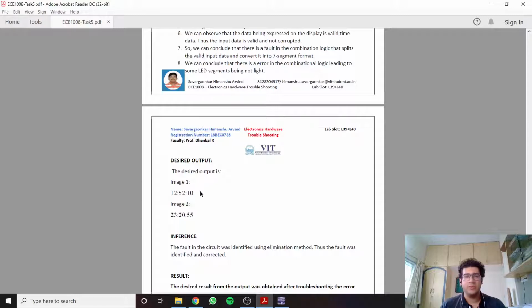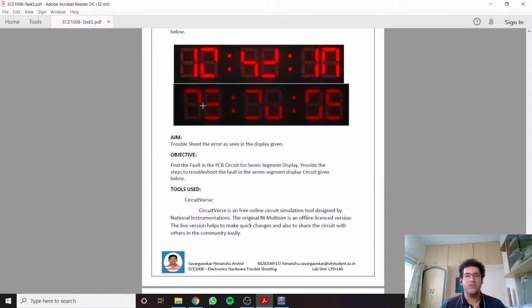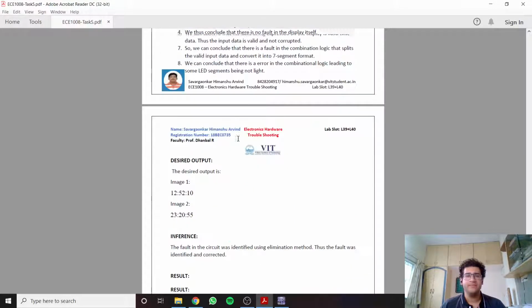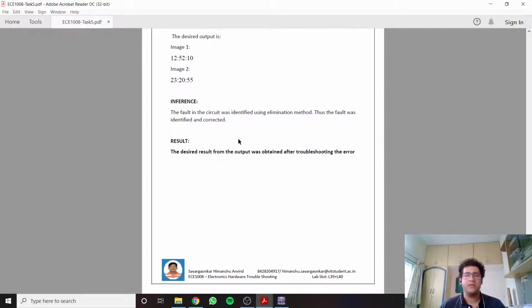The desired outputs, the actual outputs, were found as 12, 52 and 10 seconds, while for the second image 23, 20, 55 seconds. Over here the 2 was incomplete, 3 was incomplete, again 2, 0 and 5 were incomplete. This was due to the circuit not being connected properly.